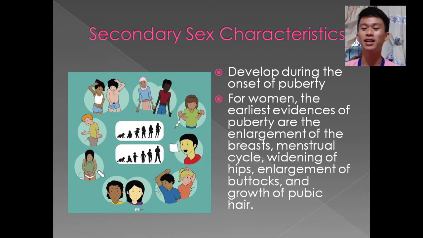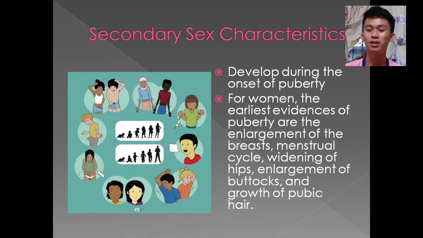For women, the earliest evidence of puberty is the enlargement of the breasts. Some have larger breasts, while others are flat. Then the menstrual cycle, widening of hips, enlargement of buttocks, and growth of pubic hair.